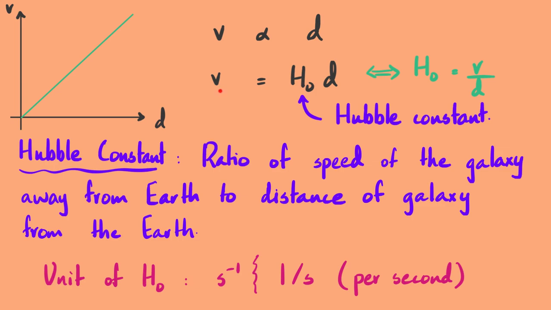So yeah, and then you can also see that because this is on your y, this is on your x, so the gradient of this graph would be the Hubble constant. आज तक ऐसा सवाल नहीं आया, but just in case.